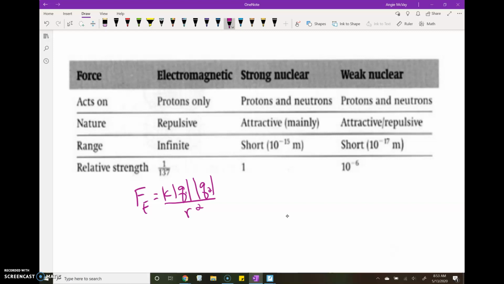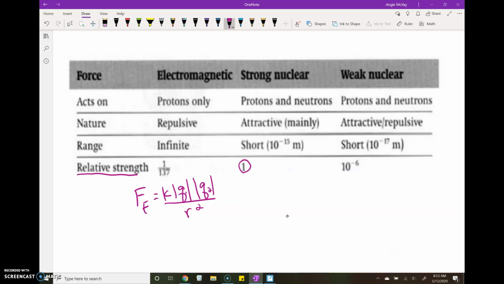So there's this relative strength row here, where if the strong nuclear force that I'll introduce in a second has a strength of 1, the electromagnetic force has a strength of 1/37th. Okay, but the weak nuclear force has a strength of 1/1,000,000th. So that's why it's called the weak nuclear force, because it's really weak. Anywho, so let's talk about the strong nuclear force.